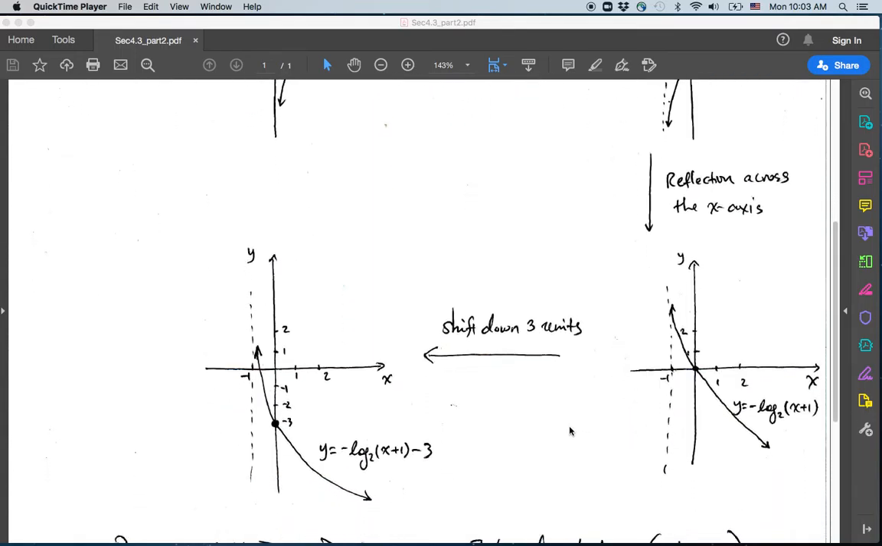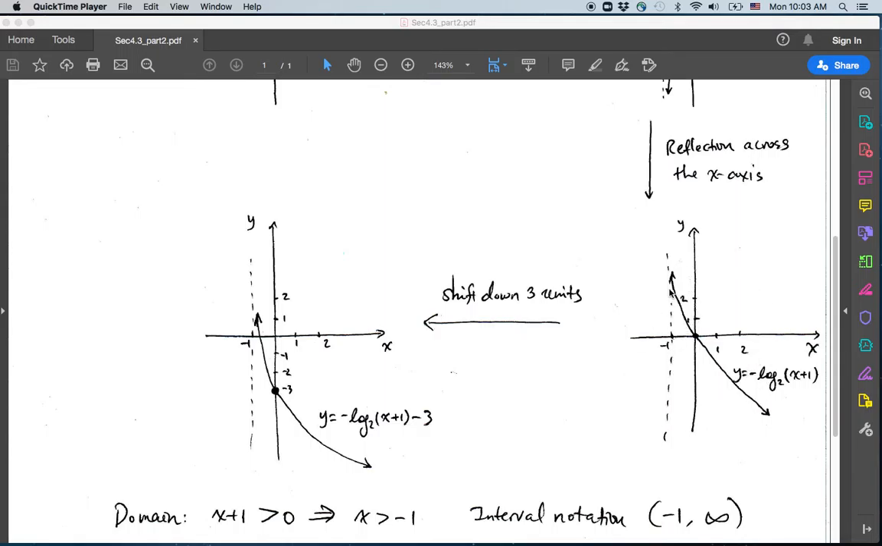The very last step, we're going to shift this downward by 3 units to get our f of x defined in this form. The vertical asymptote is at the same location. (0, 0) moves downward to (0, -3). It's still going to be a decreasing curve, but this curve is going to pass through the point (0, -3). And that's the graph of our f of x.